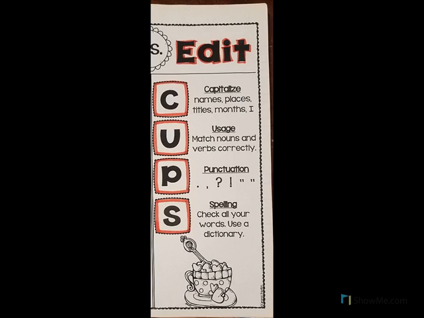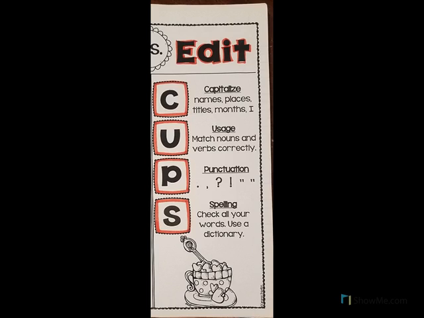And of course, proper nouns, things like names, places, titles, months, and especially that letter I. There's still some of us that forget to capitalize the letter I, which is actually a word when it's by itself. Okay. The next one is usage. Here we're looking to make sure that we're matching the nouns and verbs correctly. Remember, we have learned about how the nouns and verbs need to agree with each other, and this is making sure that we're using them right.